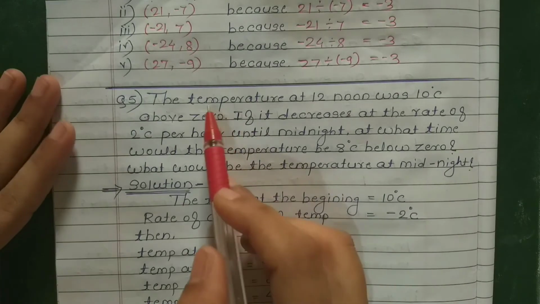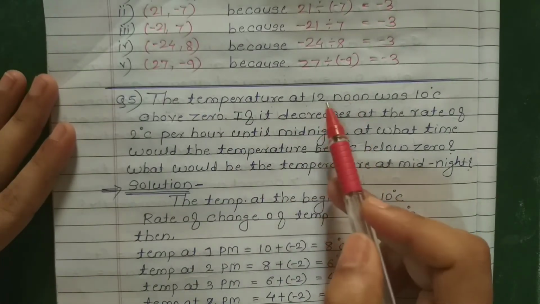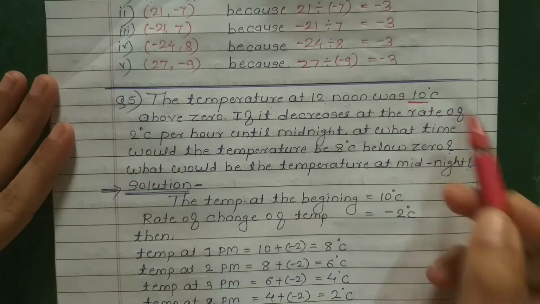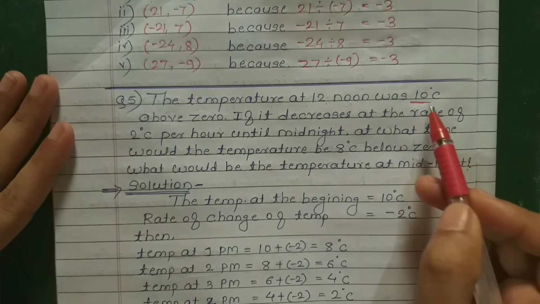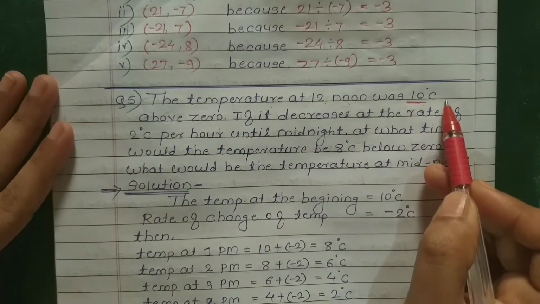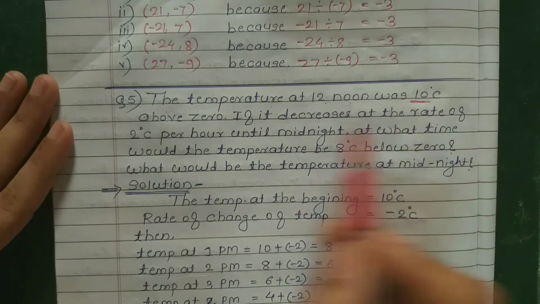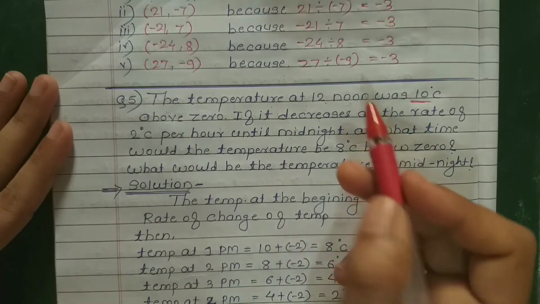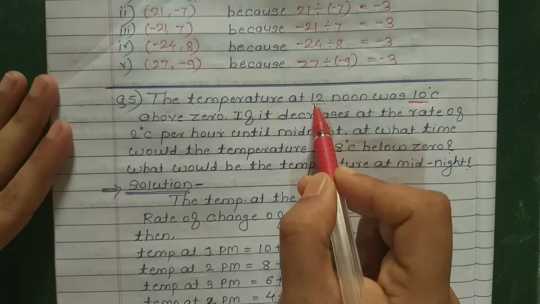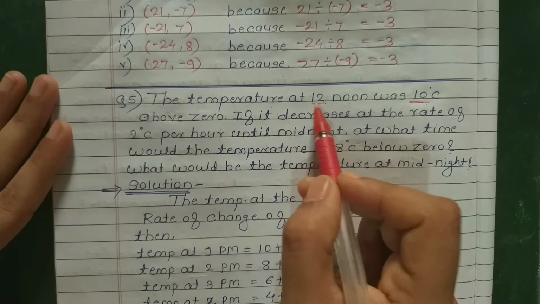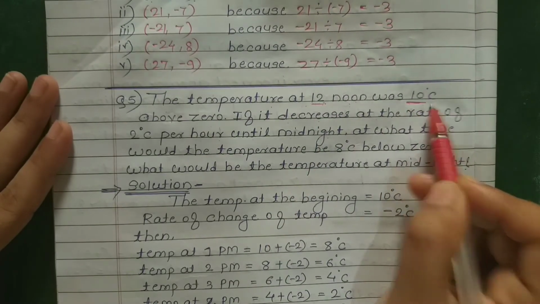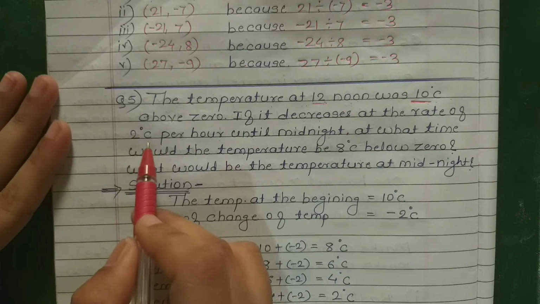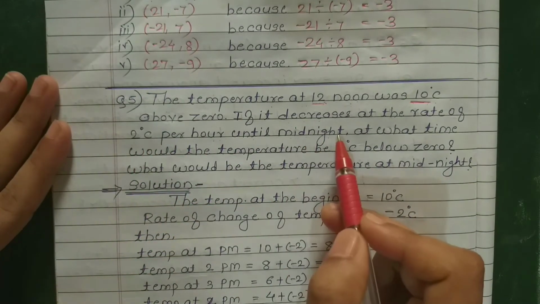Now next one. The temperature at 12 noon, that means afternoon, was 10 degrees Celsius above 0. Above 0 means it is positive, positive 10 degrees Celsius. If it decreases at the rate of 2 degrees Celsius per hour until midnight. So the temperature at 12 p.m. will be 10 degrees Celsius above 0, that is positive, and it decreases at the rate of 2 degrees Celsius per hour until midnight.